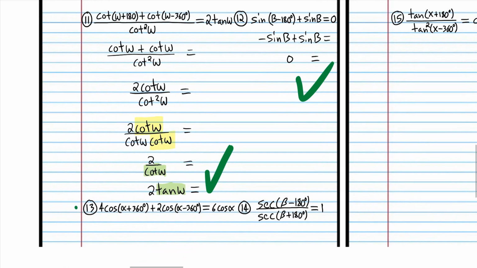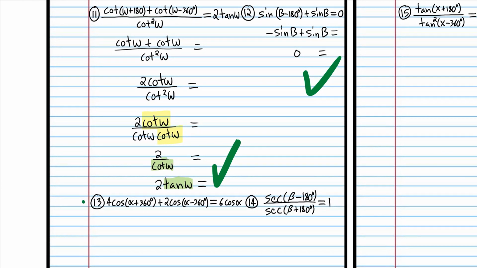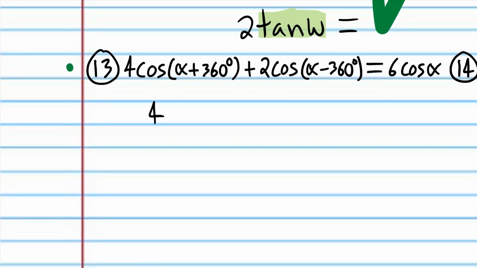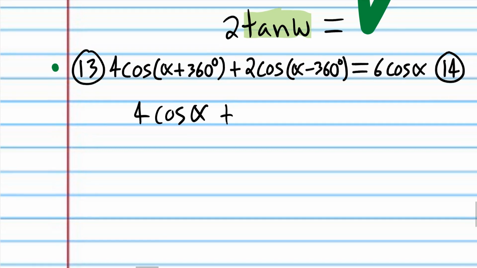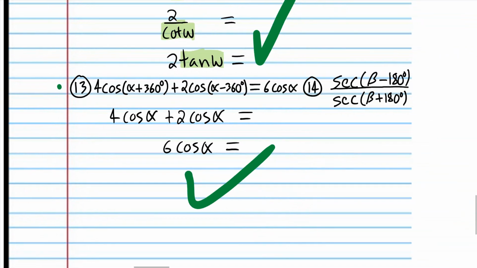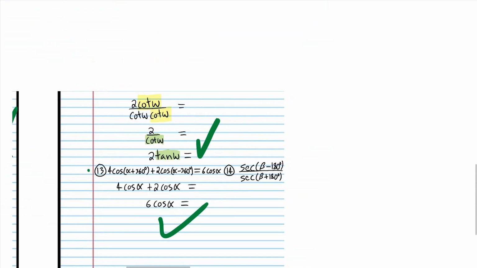Okay, go ahead and try number 13. And when you come back, we'll do it together. Okay, we're back. When you add 360, it doesn't really change the function much. The value doesn't change. And when you subtract 360, the value doesn't change either. So 4 cosine alphas plus 2 cosine alphas is 6 cosine alphas. So if you got that one right, good.